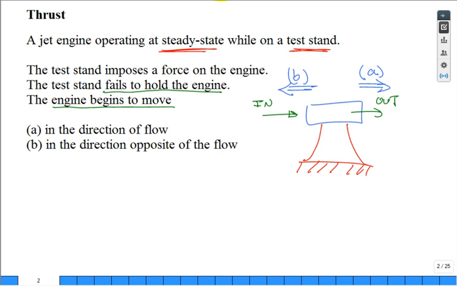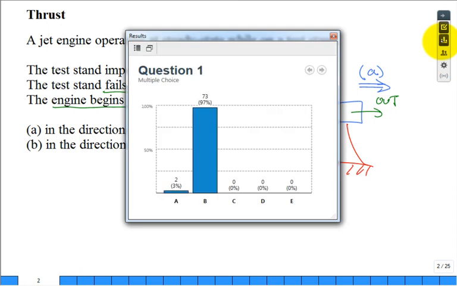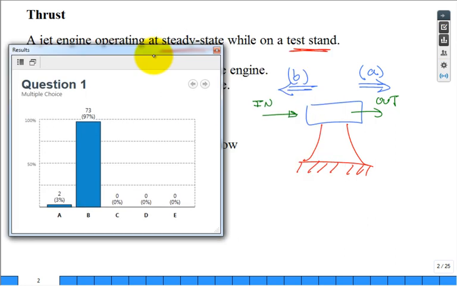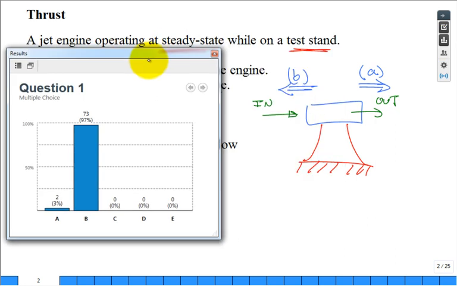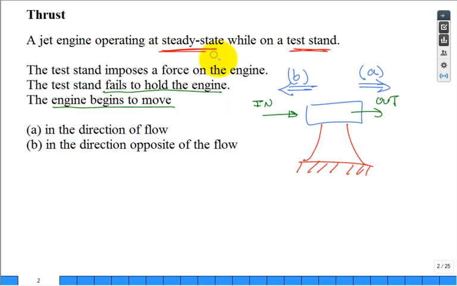This was a hard question, but I'm glad that a lot of us got it right. So which direction is it going to lurch or be flung when the engine stand fails to hold it in place? It'll shoot in the direction B, correct? All right. Now, if you got that question correct, you're ready to solve the question that's in Wiley Plus.